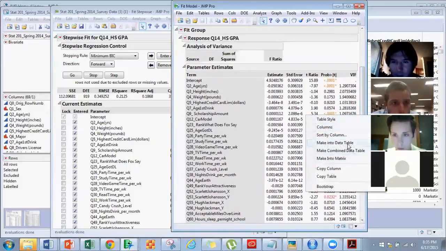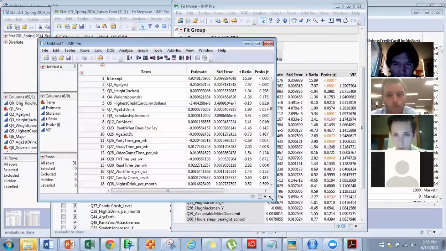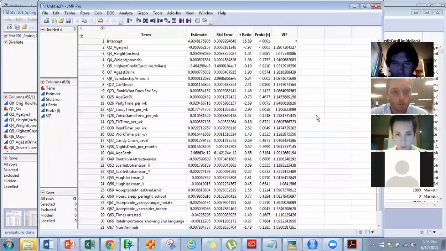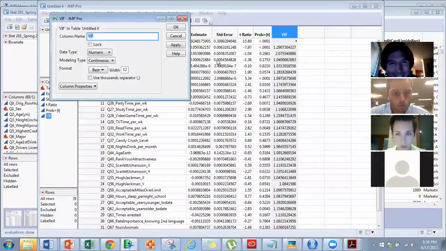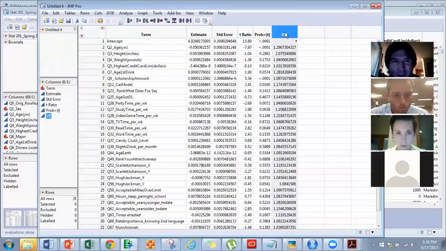I've done this stuff in JMP like a billion times, so you guys don't get to see me clicking around like I'm a genius. You guys see me fumbling like a fool. So these are all my VIFs right here.